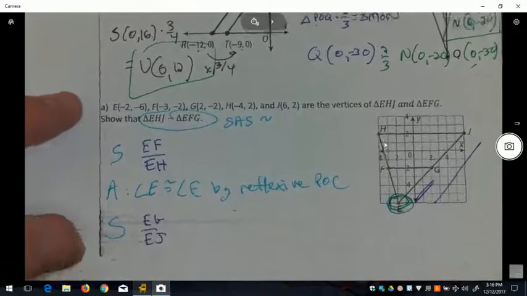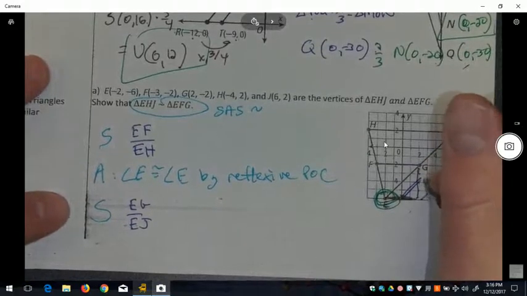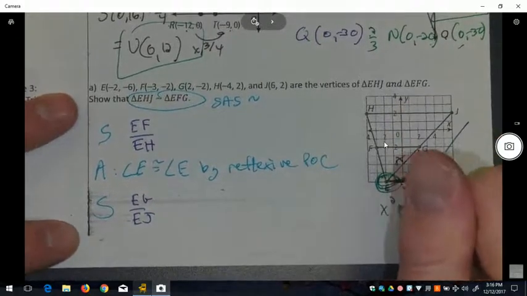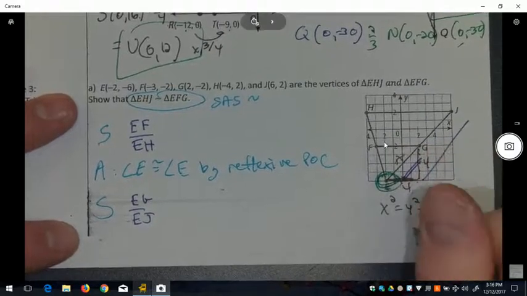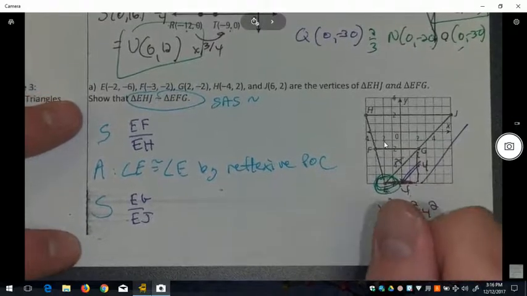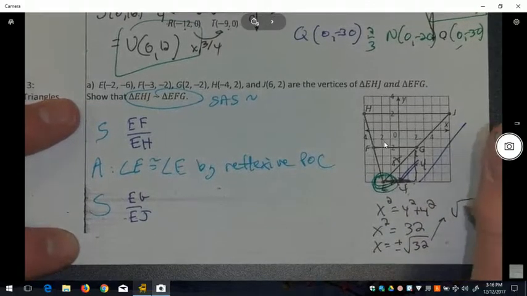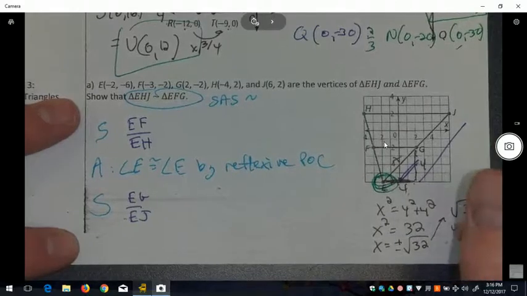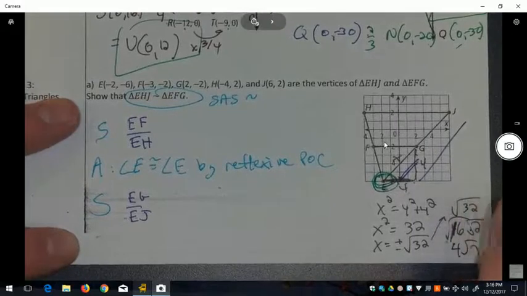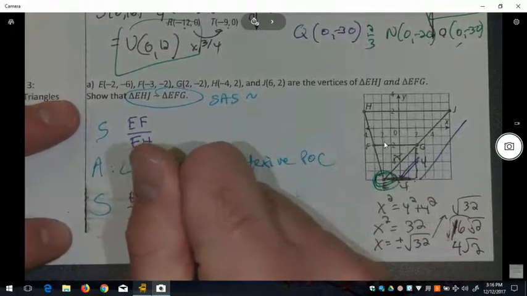For this one, you could do the distance formula, but since it's already graphed, I'm actually going to use Pythagorean's theorem. It's 1, 2, 3, 4 units high, 1, 2, 3, 4 units long. A squared plus B squared equals C squared. So 4 squared and 4 squared, which is 16 and 16, that's 32. Taking the square root, we're also supposed to do this as exact values. X equals plus or minus the square root of 32. And since we're talking about a distance, it's going to be the positive square root of 32. 16 goes into 32 2 times. So this is 4 square roots of 2. So the distance from E to G is 4 square roots of 2.